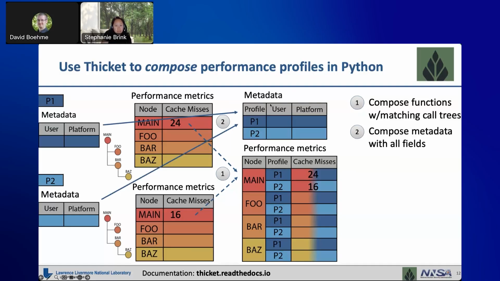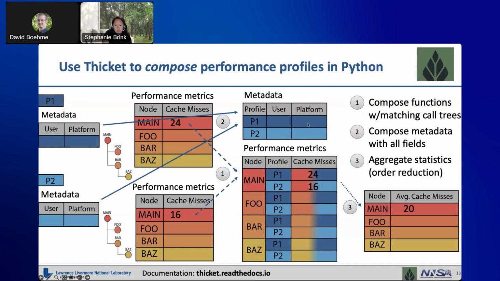The next thing that we're composing is the metadata. Every row in our metadata table in Thicket will just be a count of how many profiles you've read in. And then the last component that we have in a Thicket is called the aggregate statistics table, which allows you to do order reductions over the performance metrics table. The performance metrics table is going to have data from every profile that you run, but you might be interested in what is the average cache miss count across all of my profiles. That's why we have this aggregate statistics table, so that you can keep a record of that sort of information if you're only interested in an overview across all the profiles.